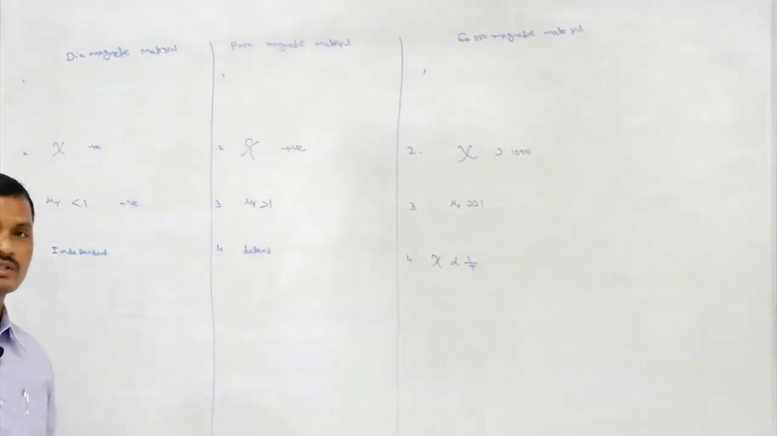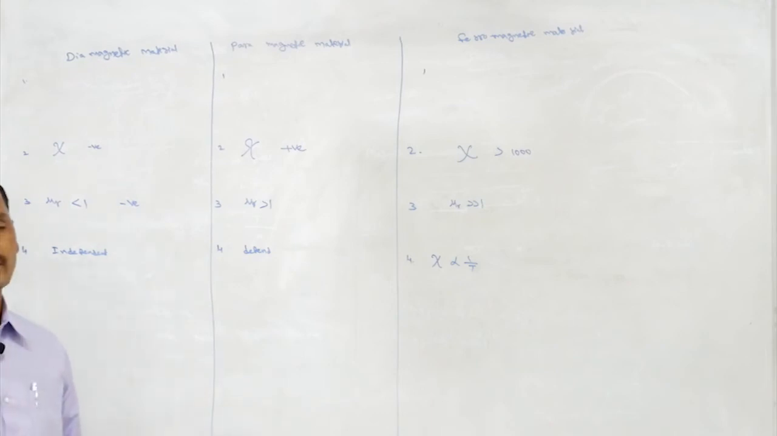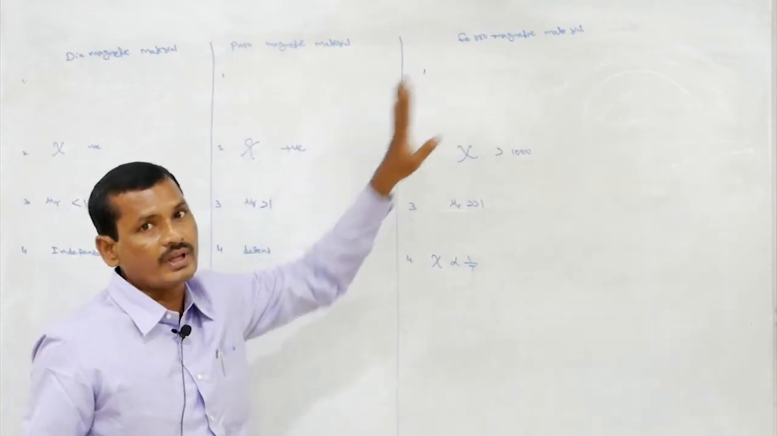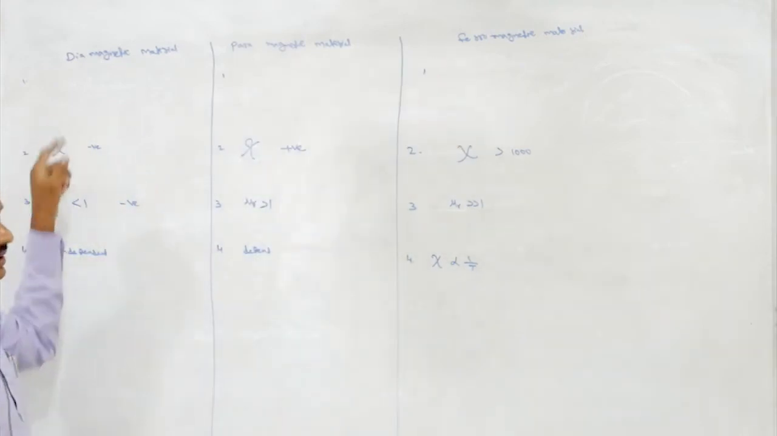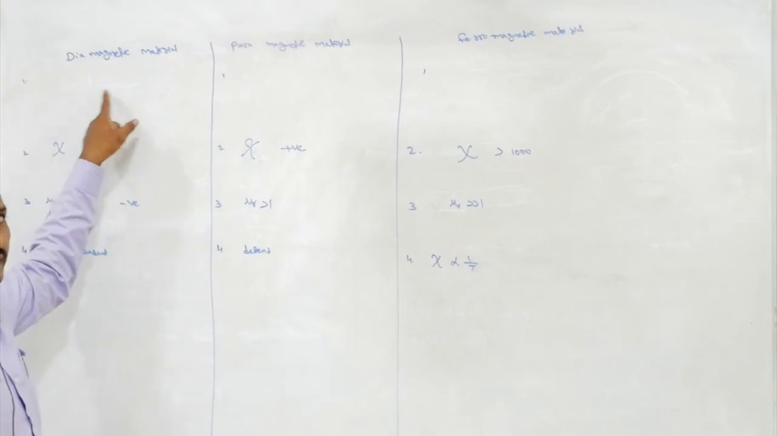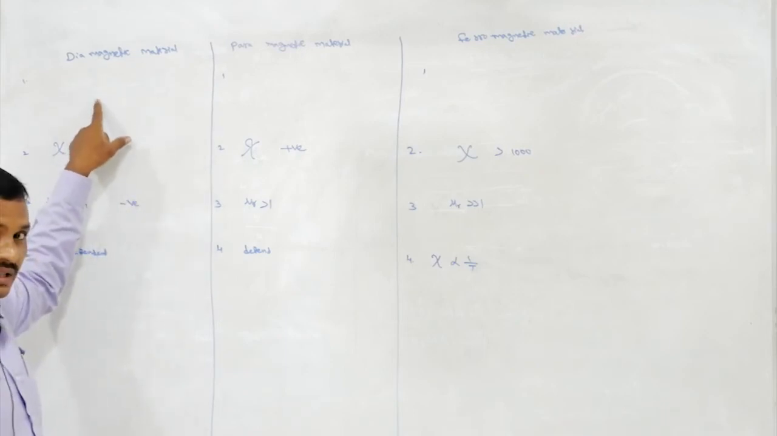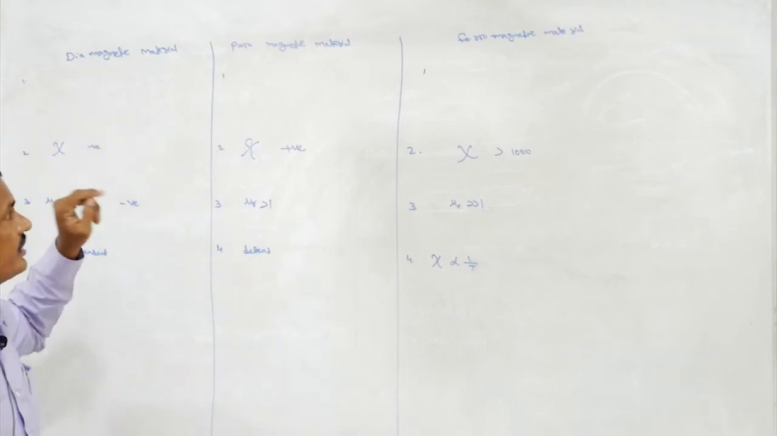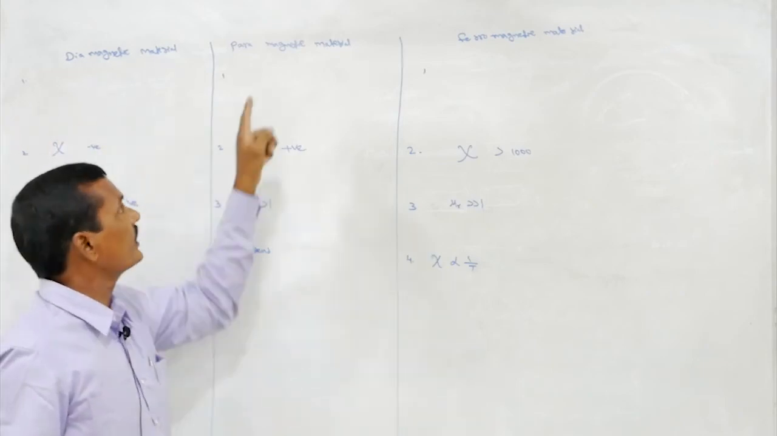This is one more interesting and important topic. Compare the properties of dia, para, and ferromagnetic materials. Just compare like this: diamagnetic materials, paramagnetic materials and ferromagnetic materials. First, diamagnetic materials. These are feebly attracted by external magnetic field. These materials are feebly attracted in the opposite direction.